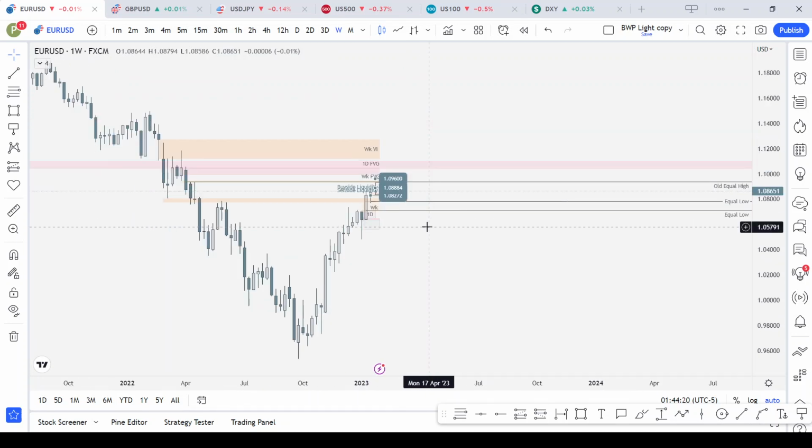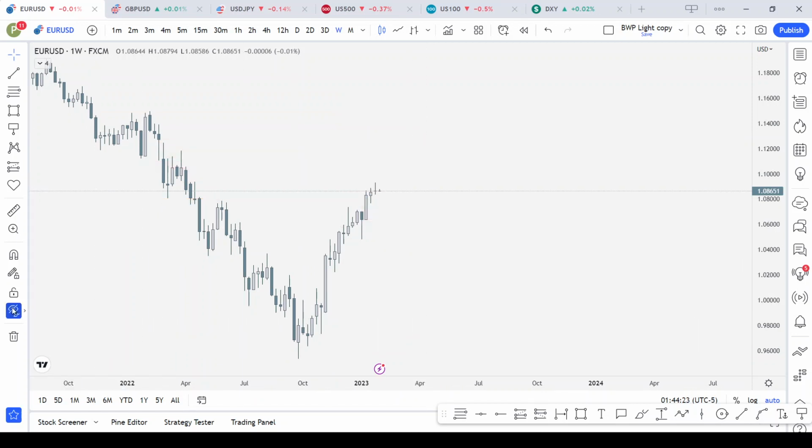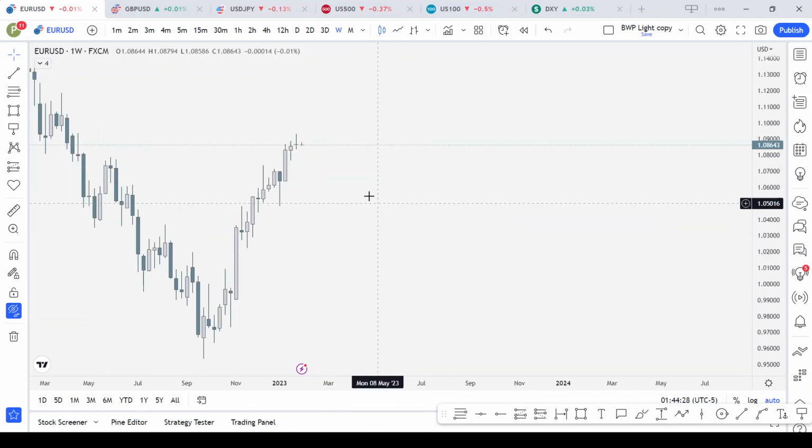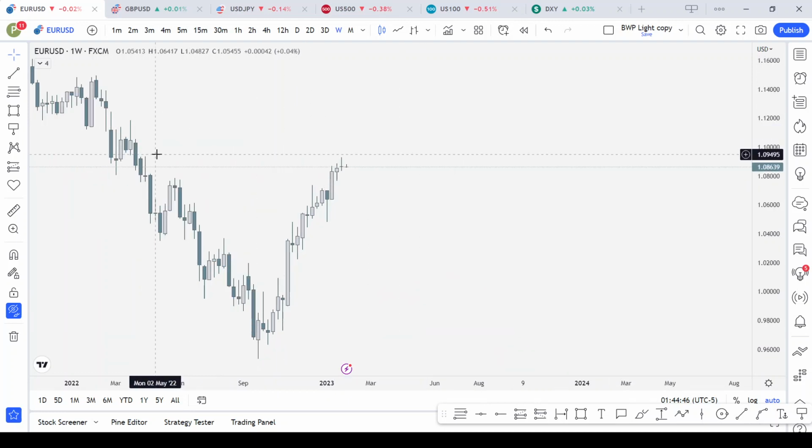On the weekly time frame, it's important to pay attention to how this week is going to close. On the weekly, we have a tiny little fair value gap here. We have this volume imbalance, and we have this weekly order block.